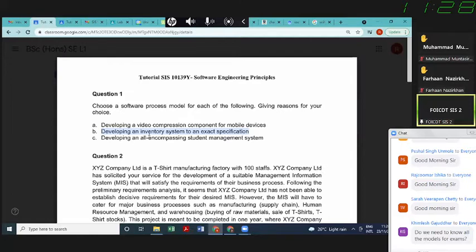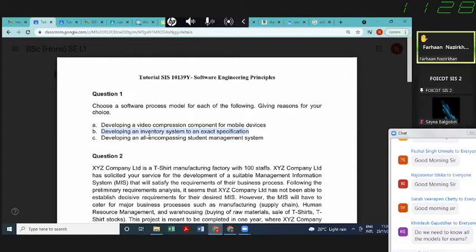We have 2 participants raising hand. Yeah, you may talk. V model is best suited because it is simple and easy to use. Also, failure and downtime of the management system is unacceptable because important data is stored in the student management system.